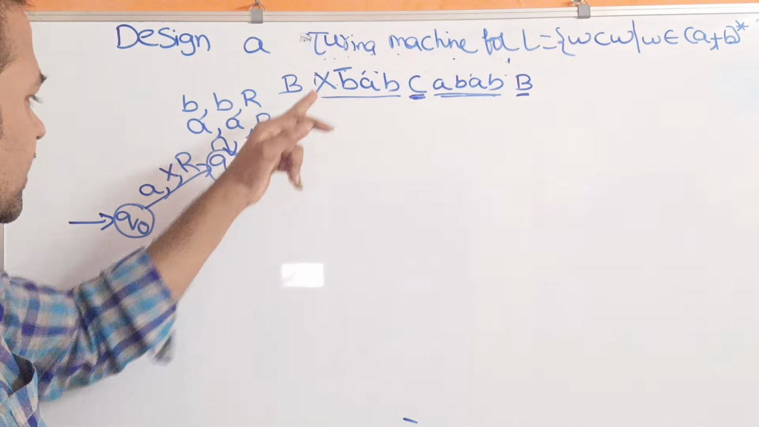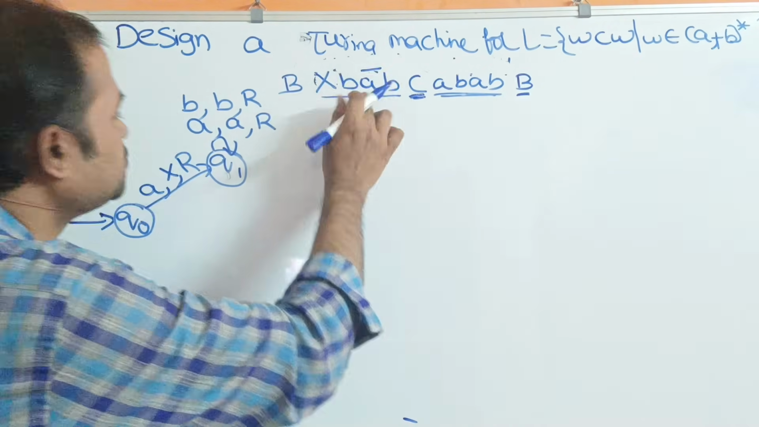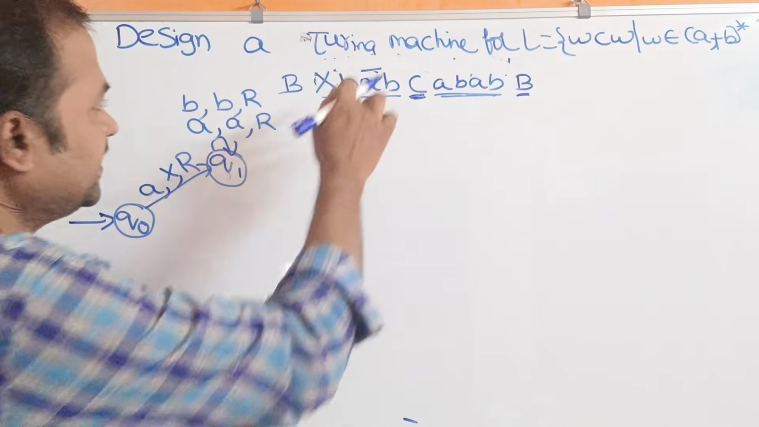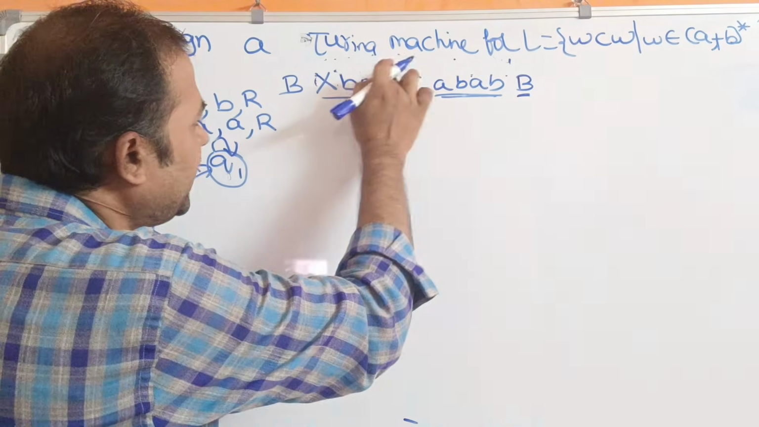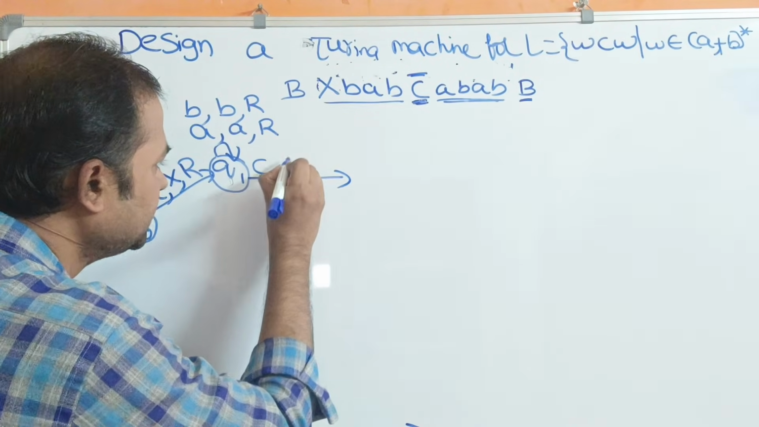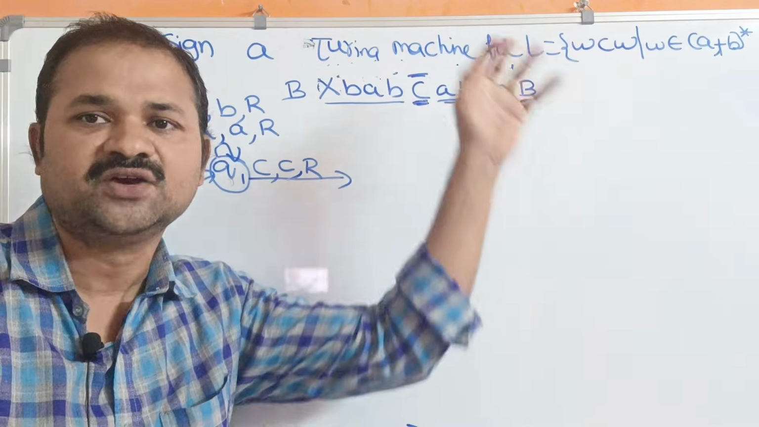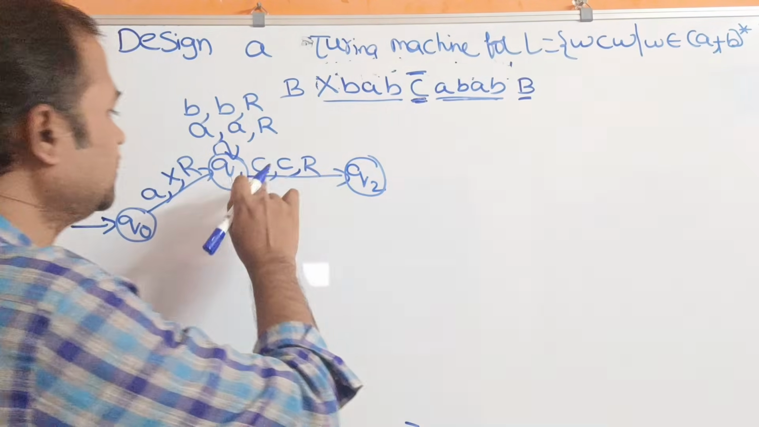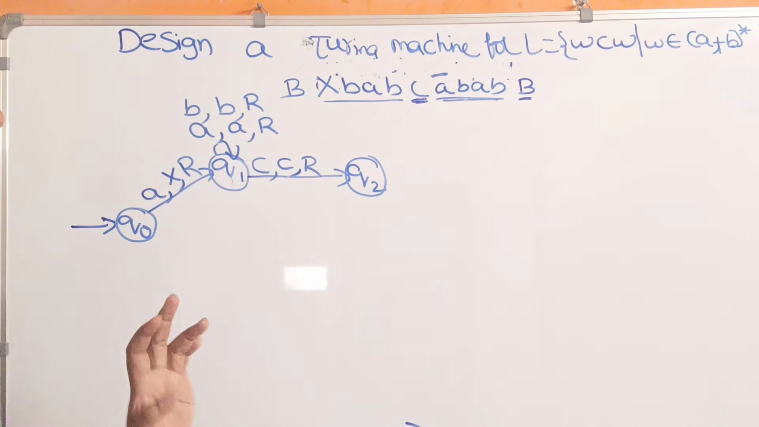So B on Q1 means keep it as same only, move the head towards the right. A on Q1 means keep it as A only, but move the head towards the right. Next B, keep it as same and move right. Now on Q1, if we read C, keep it as same only, but move the head towards the right. Why? Because after C we have the string. Let us assume that now we are at Q2 state. So now we are at Q2.